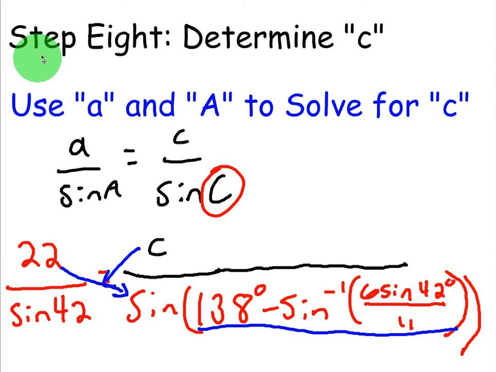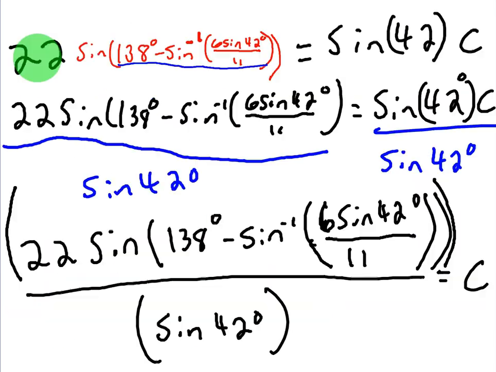So it's going to lead us to step 8, which is to determine little c. We're going to use the first and last part of law of sines, a over sine A equals c over sine of big C. Notice how I kept that entire expression, big C, not rounded. This is the way I want to plug it into my calculator. So now I'm going to cross multiply in order to solve for this. So we're going to have c sine of 42 equals 22 times all of that. So 22 times all that equals sine of 42 times c. In this case, little c.